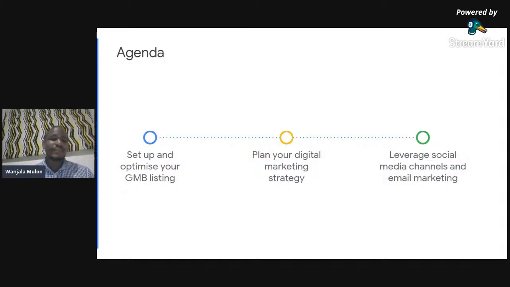So without further ado, I want to share with you what we are going to discuss for today. Our agenda is going to be: one, how to set up and optimize your GMB listing. Number two is how to plan your digital marketing strategy. And the third one is how to leverage social media channels and email marketing. So towards the end of this webinar, I would expect each of you to be able to have a GMB listing and understand what a digital marketing strategy is, and also how best we can use the social media platform.